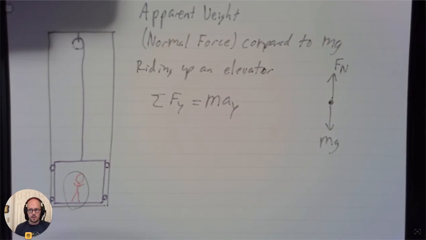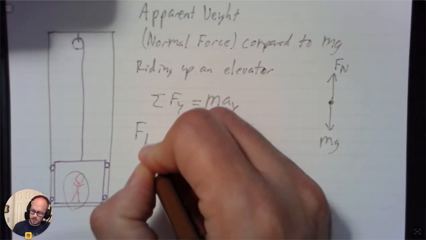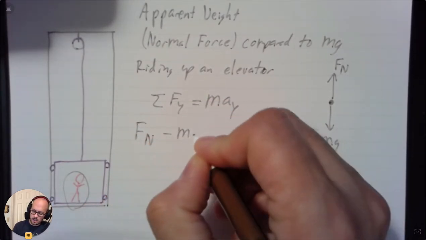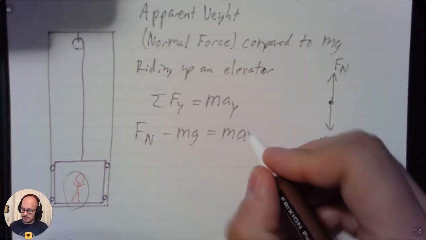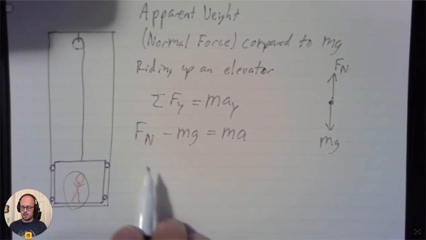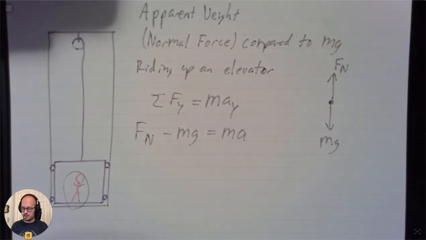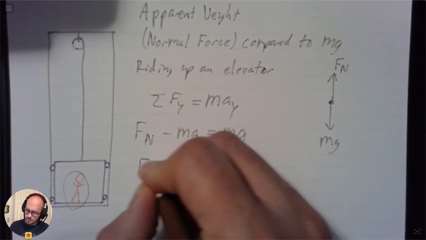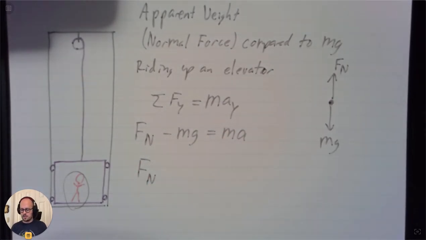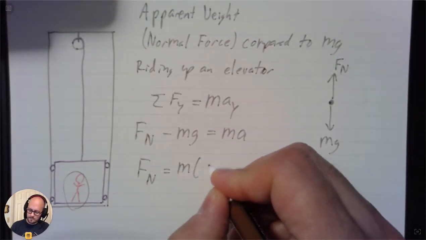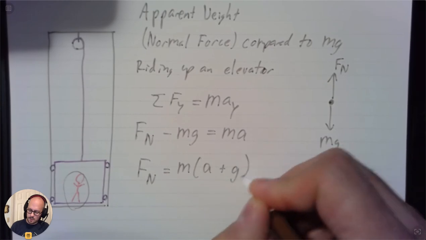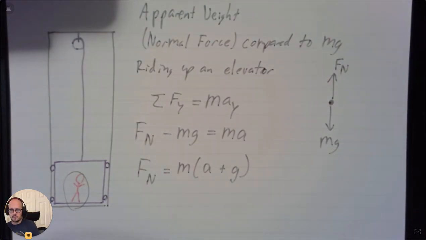We're going to assume that up is the positive direction. And so we're going to say normal force minus mg equals ma, and that's going to be your vertical acceleration. Normal force minus your weight equals your mass times the acceleration of the elevator. If I solve this for normal force, I get m times the sum of the acceleration of the elevator and the value of little g.